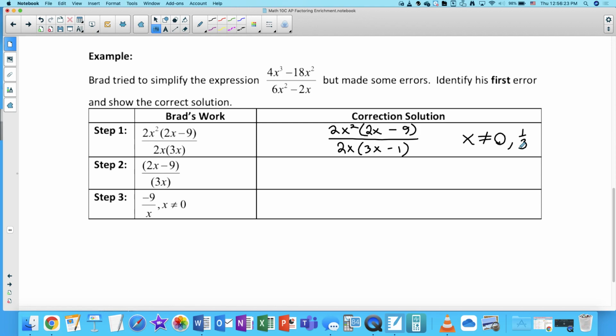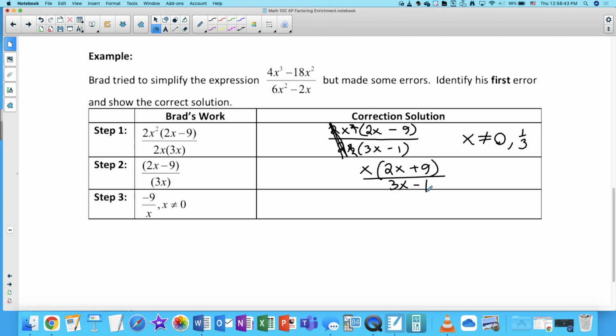Now, I do have some common factors. So I've got a common factor of 2. And then I've got 2 x's here and 1 here. So one of these will cancel with this. And there's going to be 1 left in the numerator. And that's my answer, basically. X times 2x minus 9 over 3x minus 1.